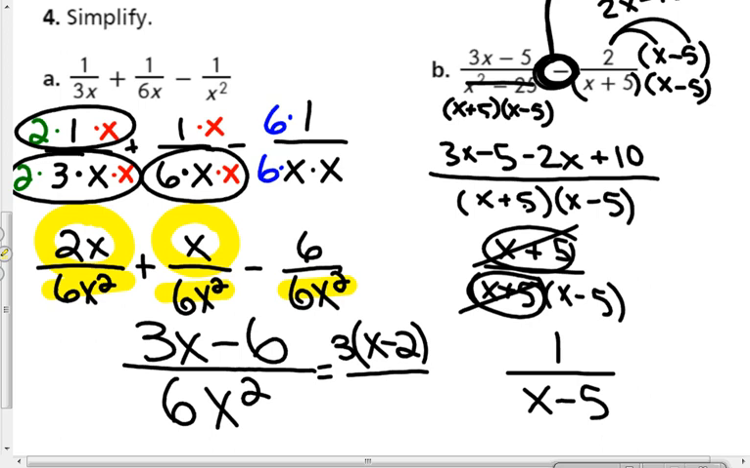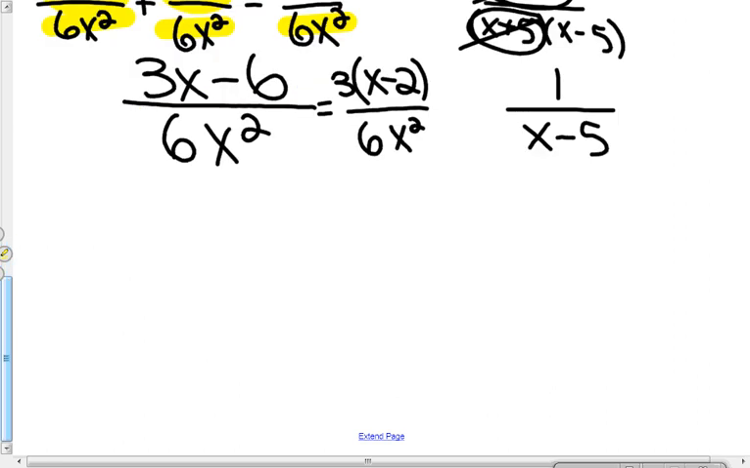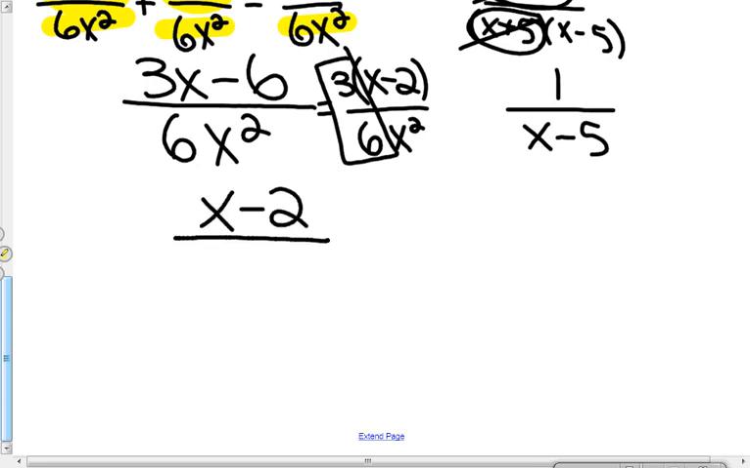So if you said 2, I get what you're saying. The 2 is left over from the 6. On the bottom, you have 6x squared. So when I said this reduces a little bit, what does 3 over 6 reduce to? 1/2. So a good final answer here would be x minus 2 over 2x squared, because this reduces to 1/2. Now we can put the pen down and be done with the problem.